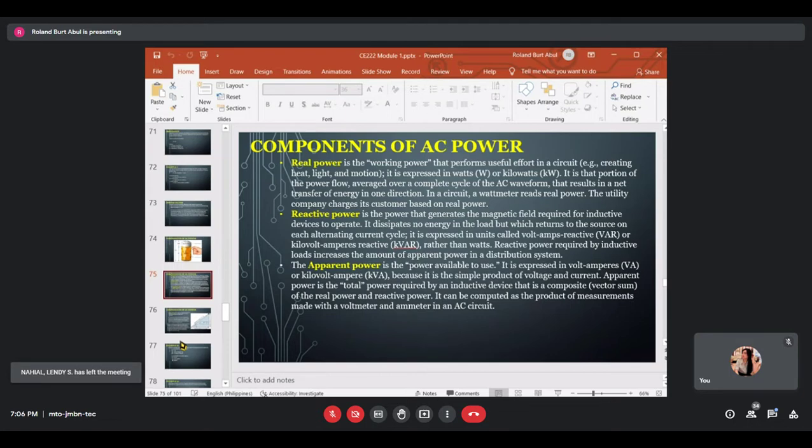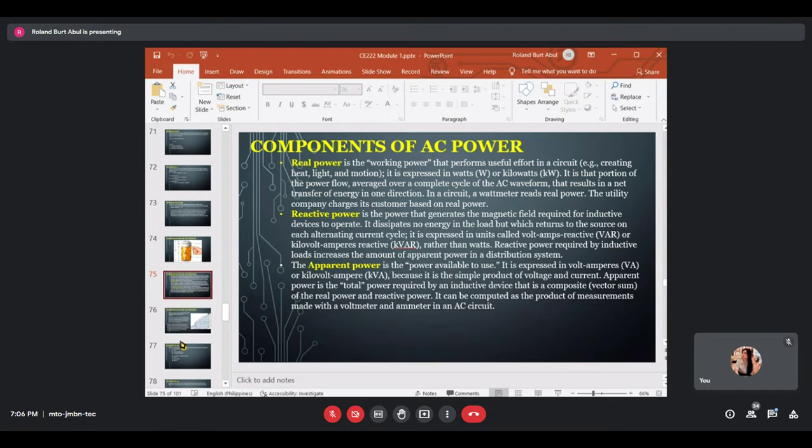So, aside from real power, there is what we call reactive power. In the case of beer, it is the bubbles there, which is not the liquid that we can drink in the beer. It's just bubbles. So, in electricity, it is the wasted electricity.